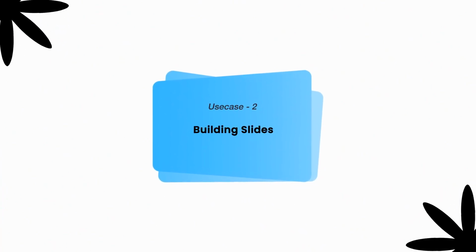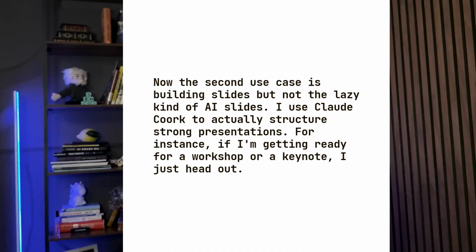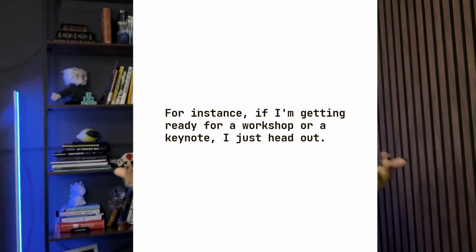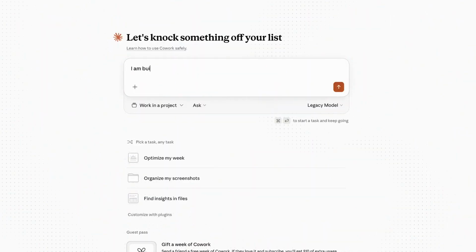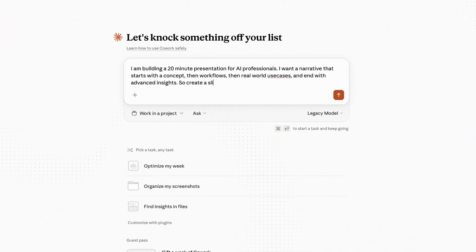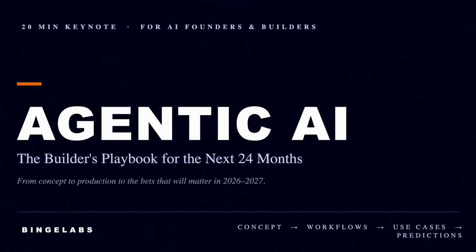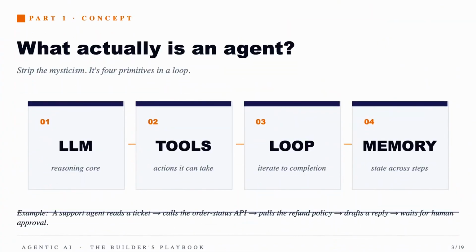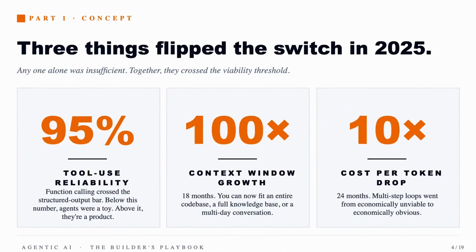Now, the second use case is building slides, but not the lazy kind of AI slides. I use Claude Cowork to actually structure strong presentations. For instance, if I'm getting ready for a workshop or a keynote, I just head out and mention that I'm creating a 20-minute presentation for AI pros. I need a story that begins with a concept, transitions into setup, then workflows, and finally real-world use cases, and finishes with advanced insights. So build a slide-by-slide outline that includes speaker notes, visual ideas, and examples. It just makes the slide in whatever colors and styles I give it, then I can tweak it.